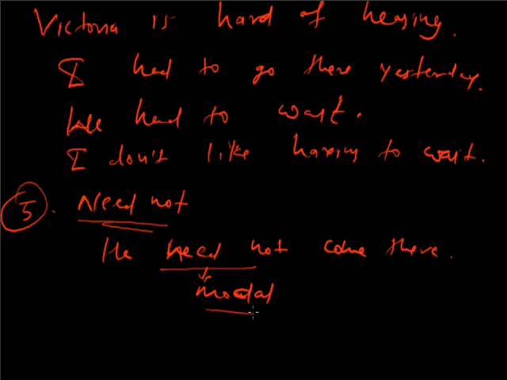So here it says he need not come there. He doesn't need to come there. What it means is he doesn't need to come there. Or let me write the full form. He does not need to come there. He does not need to come there is the present indefinite tense. But he need not come there. Need not is a modal here.